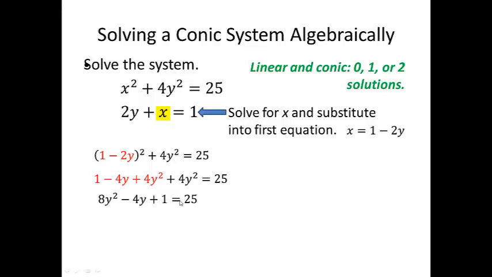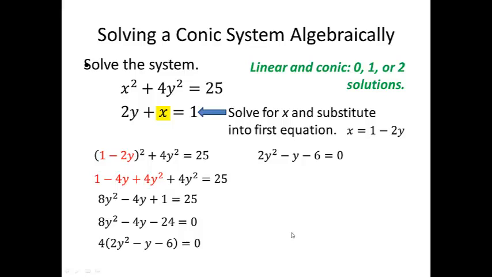How do I solve a quadratic? Always make it equal to 0. Subtract the 25 from both sides. It looks like I can factor out a 4. So I'm going to factor out a 4 and divide both sides by 4. Zero divided by 4 is 0, and that goes away. I'll get 2y squared minus y minus 6.